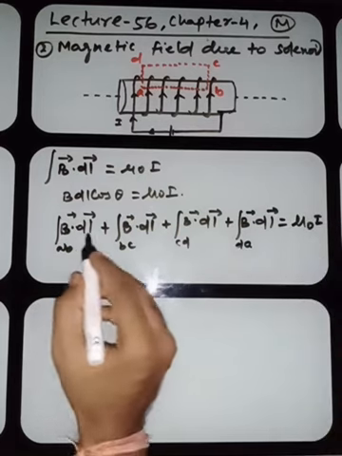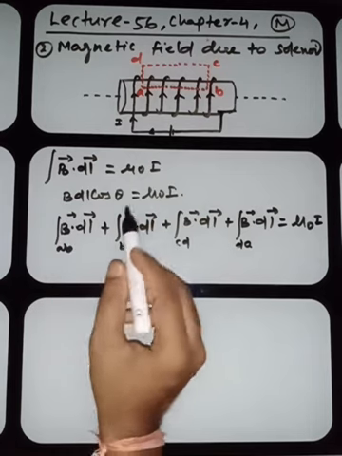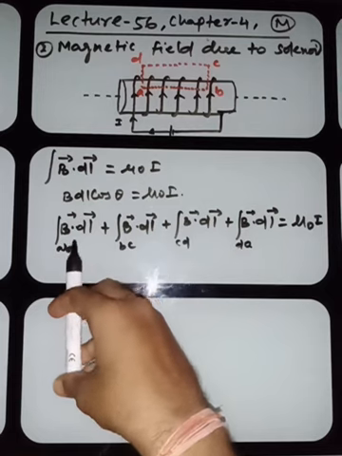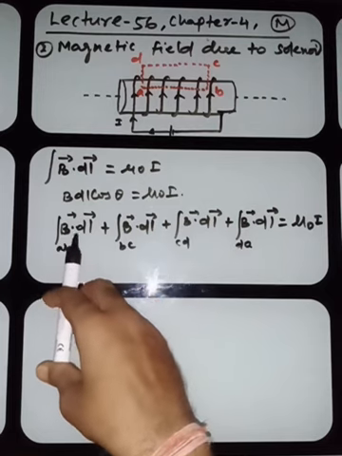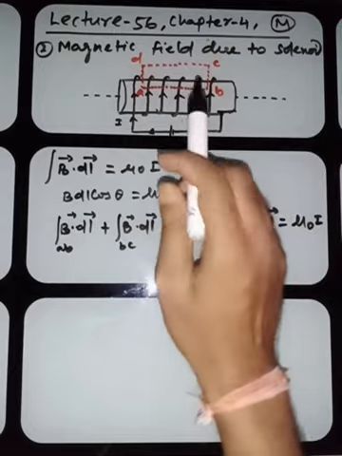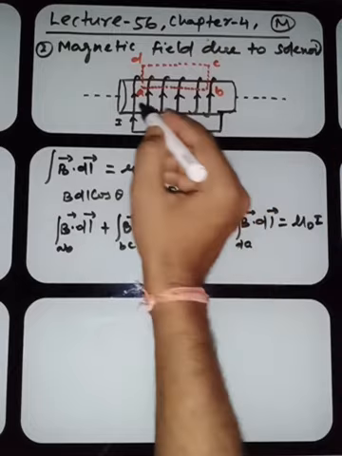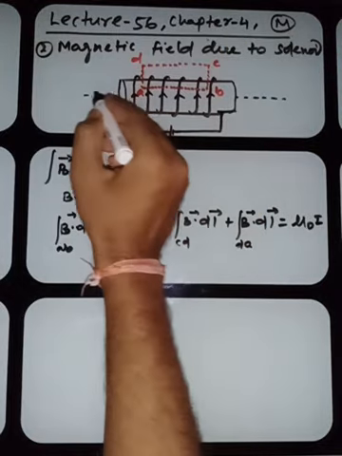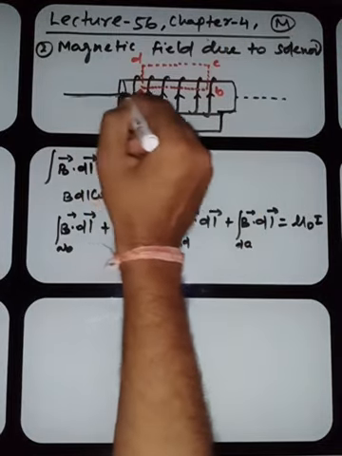Now look at here, B dot dl for AB. For AB, the direction of the magnetic field and the dl. What will be the direction of the magnetic field for a solenoid? We know that if the current is moving in this way, the magnetic field will be in this direction.